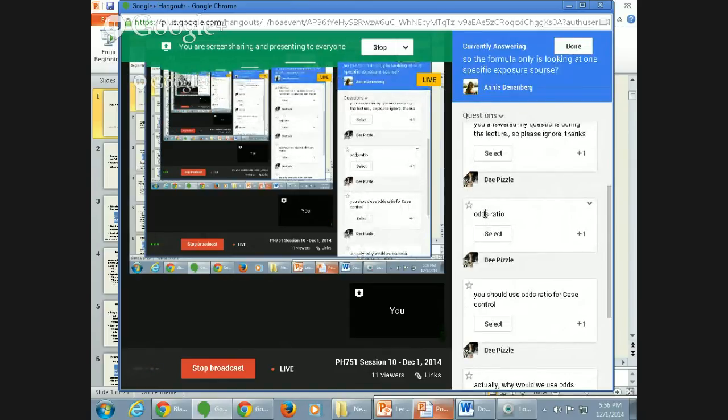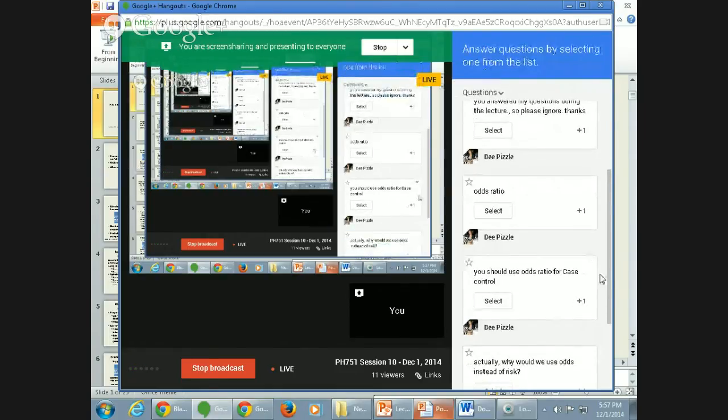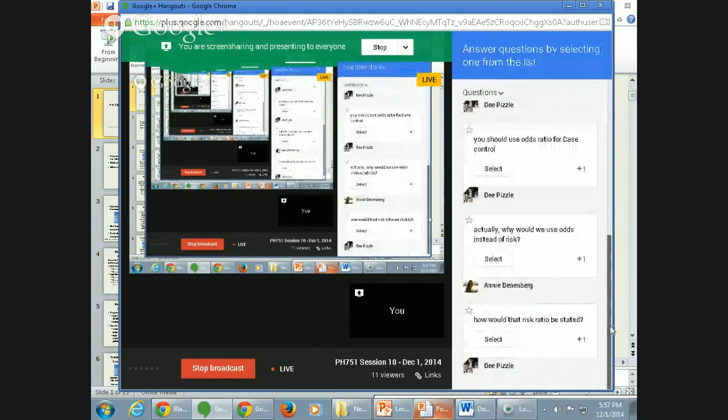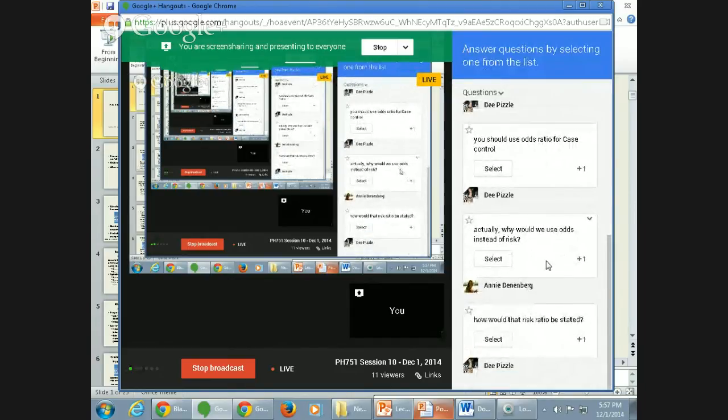One specific exposure source, yes. In general, we could look at multiple exposure sources by doing more than a 2x2 table. So that chi-squared formula does not have to be for one exposure source only. You could use it for multiple ones. Odds instead of risk. Okay, I think I've covered all of these now.